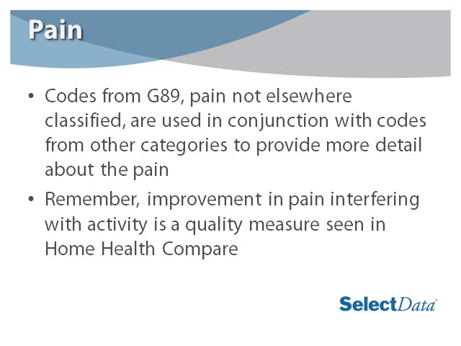Now, codes from G89, pain not elsewhere classified, are used in conjunction with codes from other categories to provide more detail about pain. Remember, the improvement in pain interfering with activity is a quality measure seen in Home Health Compare. And so when recording documentation regarding pain, we need to know where is the pain, when has it started, how long is it lasting, and what is the patient doing to mitigate the pain. We need to know the specific symptoms, and you should be using a validated tool to record the pain.